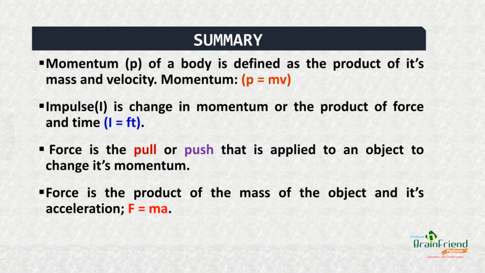Having said all this, we have come to the end of the class. But before we go, let's take a quick summary of what we've learned so far. We learned that momentum P of a body is defined as the product of its mass and velocity. Momentum P is equal to mass times velocity. We also learned that impulse I is change in momentum or the product of force and time.